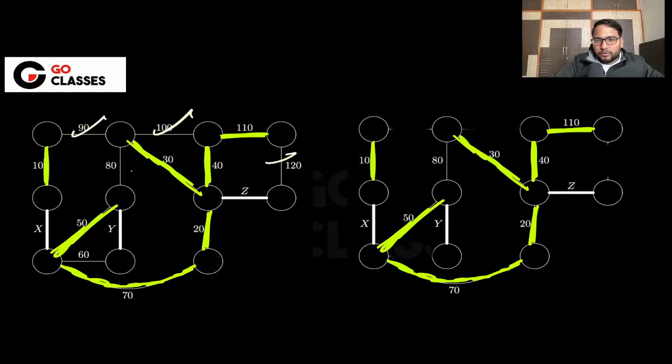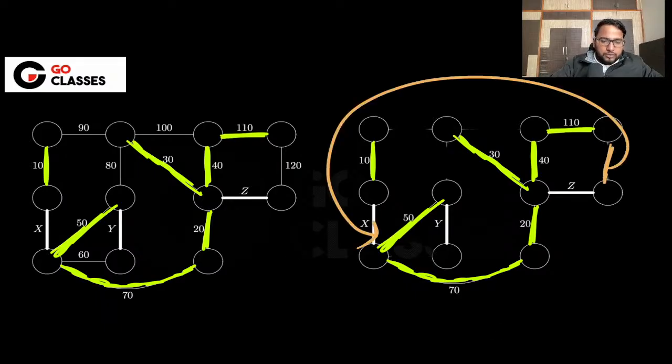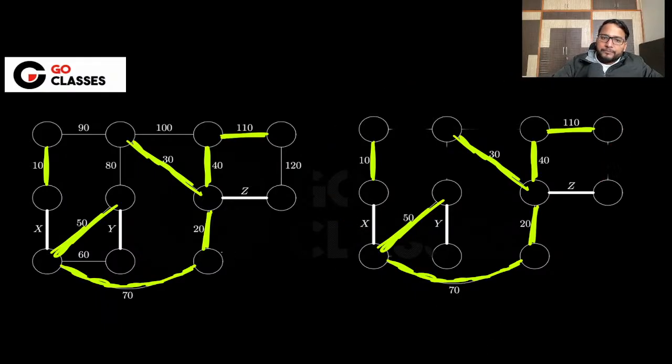3 and the 4. Okay, these are the 4 edges which are in non-MST. Let me just remove this also. Yeah, these are the 4 edges. Now let's just keep on bringing. If you bring 120, will this impact anything to X? I think no. 120 will not impact anything.